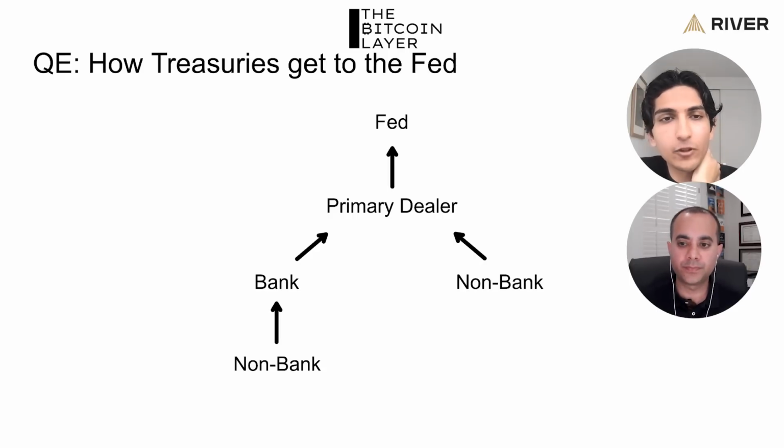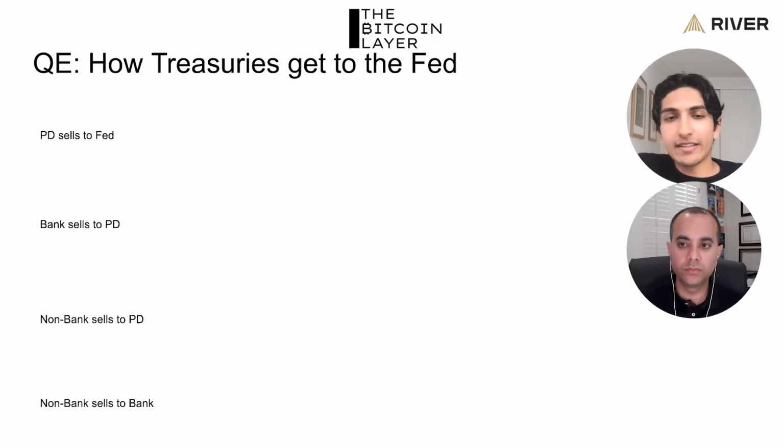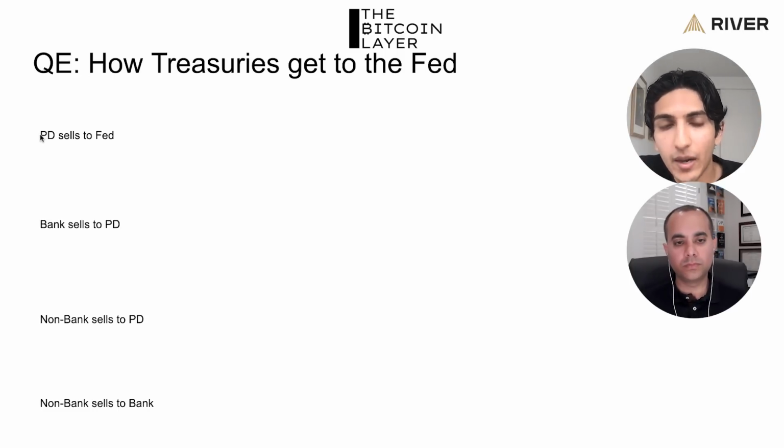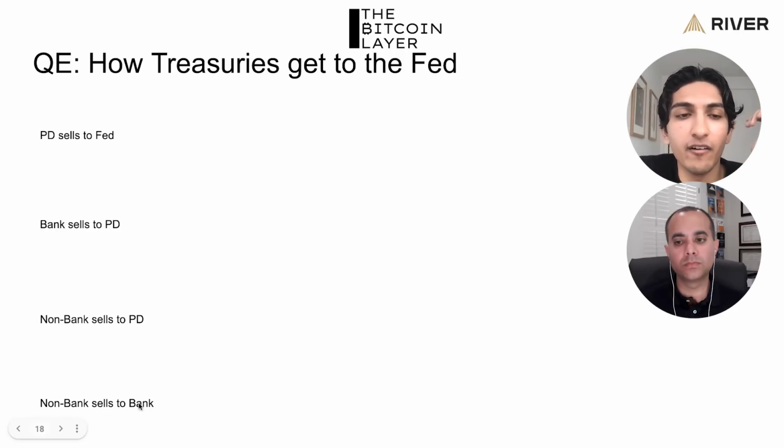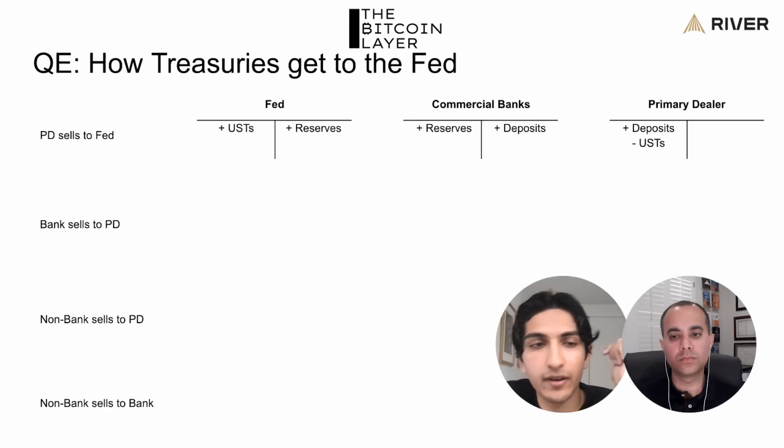Yeah, cool. So if we break down all those transactions, basically the Fed is the ultimate buyer, and then any party can be the ultimate seller of these treasuries in this QE transaction. So we have the primary dealer ultimately selling to the Fed. We have the bank selling to the primary dealer, or a non-bank can sell to the primary dealer. And then we can also have a non-bank selling to a bank, who would then sell to a primary dealer, who would then sell to the Fed. So each of these has its own set of T accounts, and we can walk through them. They are basically laying out how assets move between these layers of money.